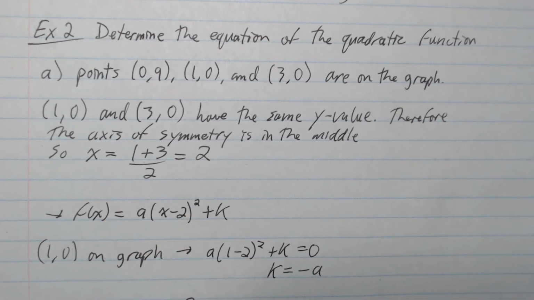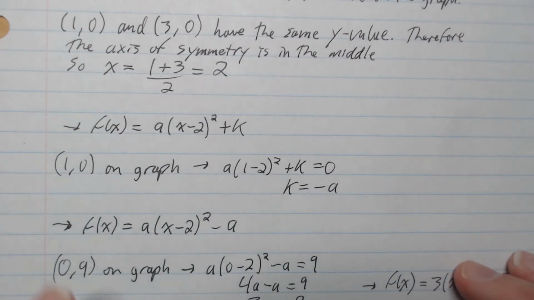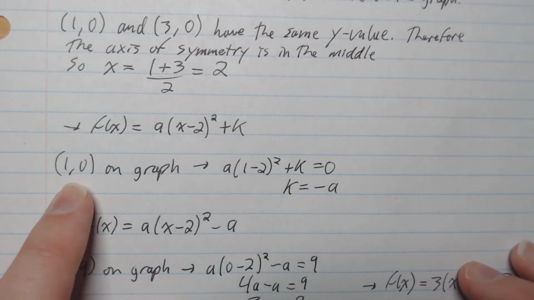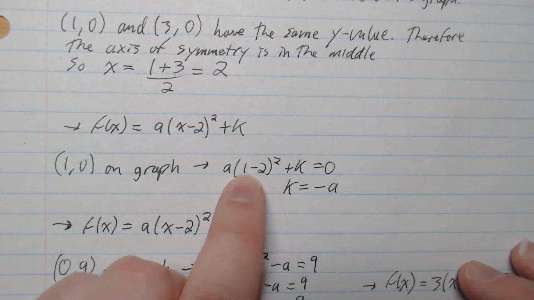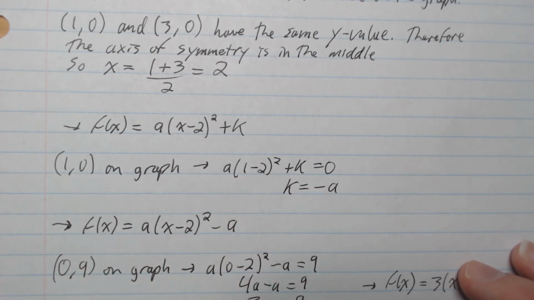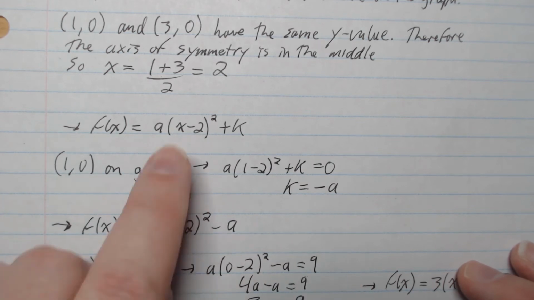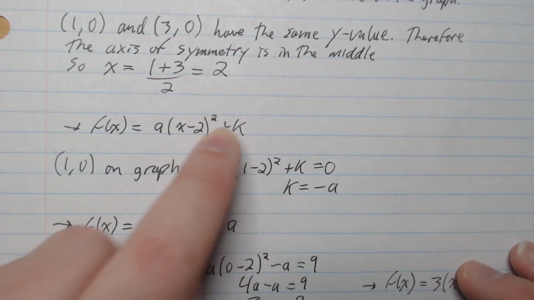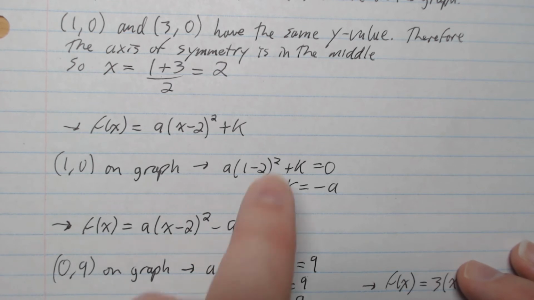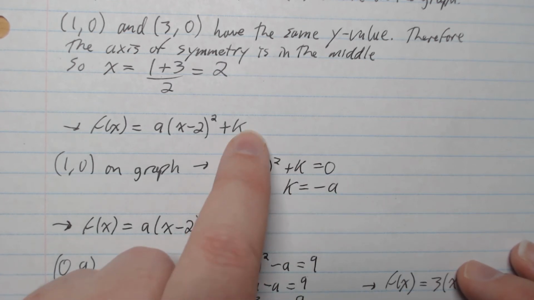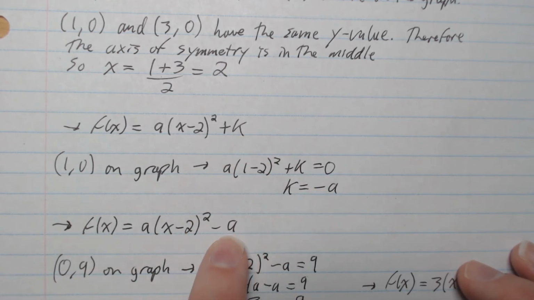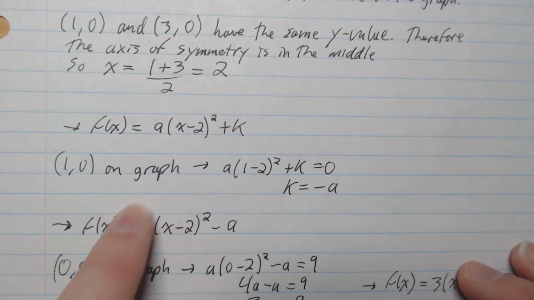So now we have 2 unknowns. We have k that's unknown and a that's unknown. We do know that point (1, 0) is on the graph. So if we plug in x equals 1, y equals 0, we can isolate for k, and that gives us negative a. So instead of writing plus k here, we're going to write minus a, right? You see how we did that? We replaced k, k is minus a, so we write it there. And so now we have a function with only one unknown.